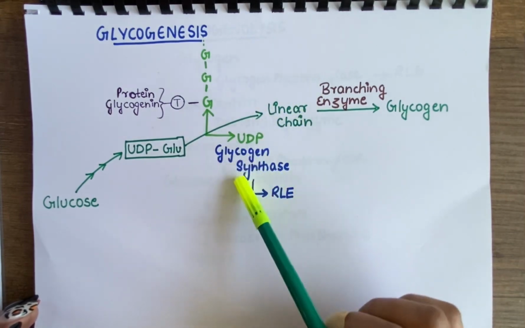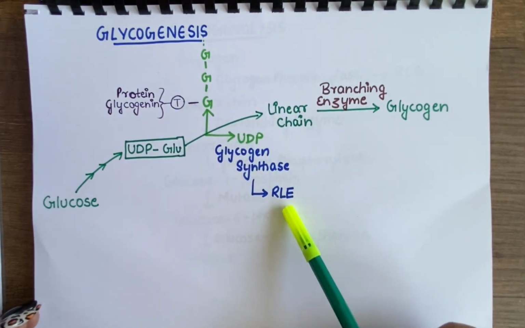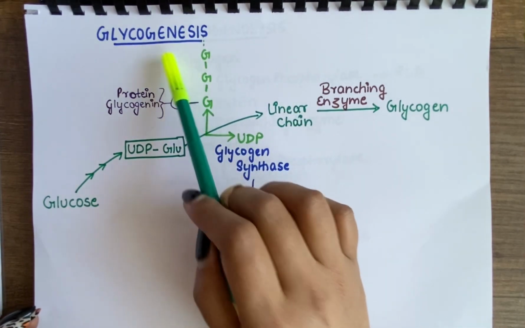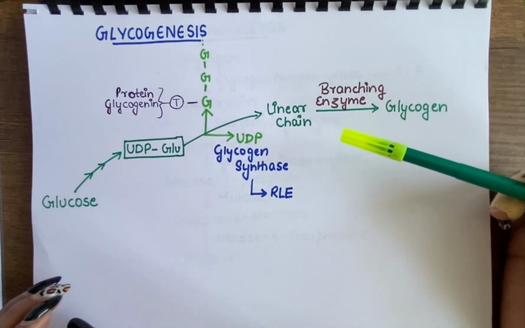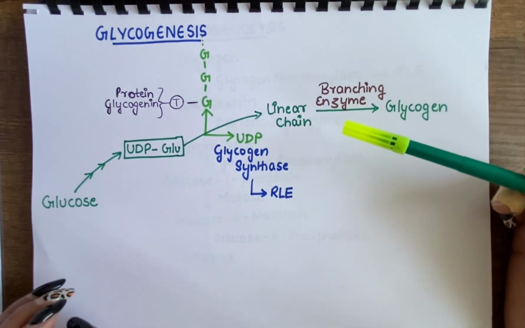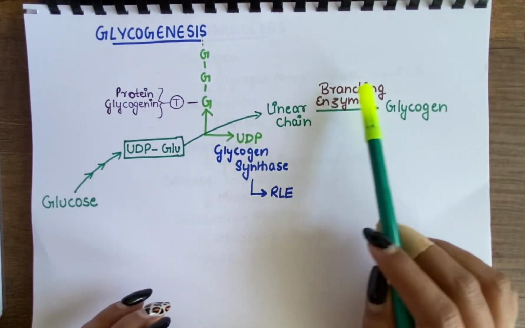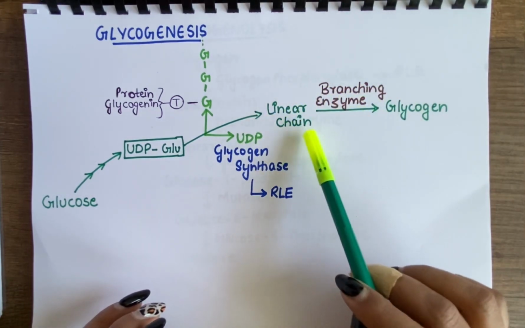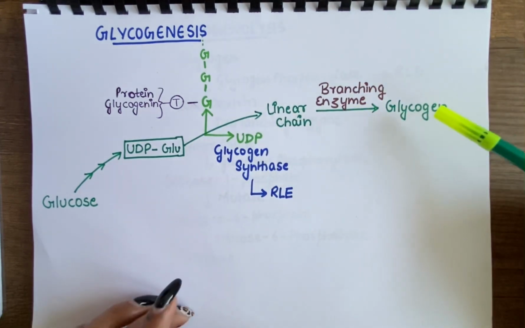This enzyme glycogen synthase is the rate limiting enzyme for glycogenesis. Now, as we know, glycogen is the branched polymer of glucose. So now in presence of branching enzyme, this linear chain will be branched and we'll get glycogen.